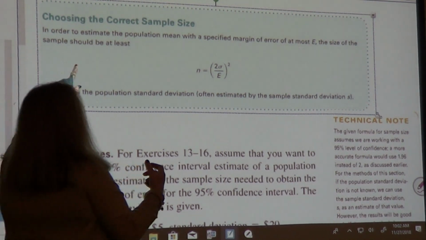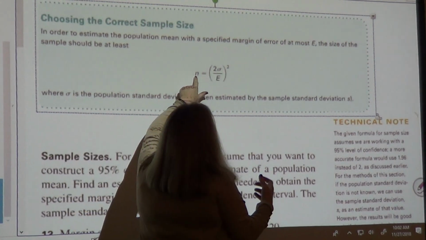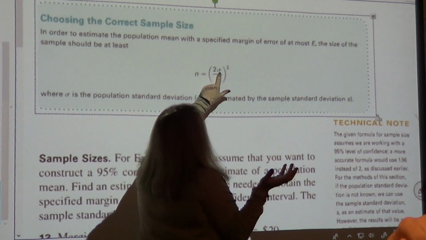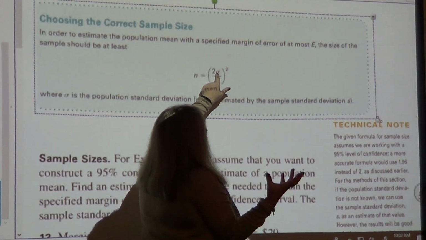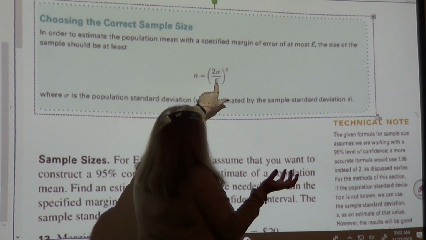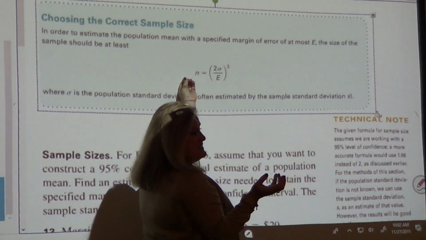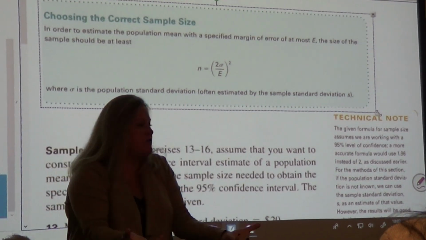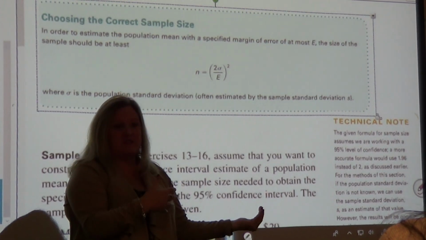Choosing the correct sample size. So N is our sample size. How many people should I ask? So if I know what my standard deviation should be and I know what my error should be, I can work backwards and say, how many people should I ask? So if I know how good I want the survey, I can work backwards and say, this is how many people I should ask.